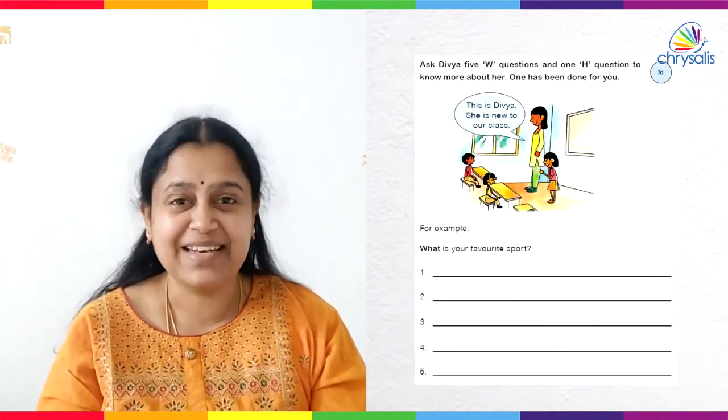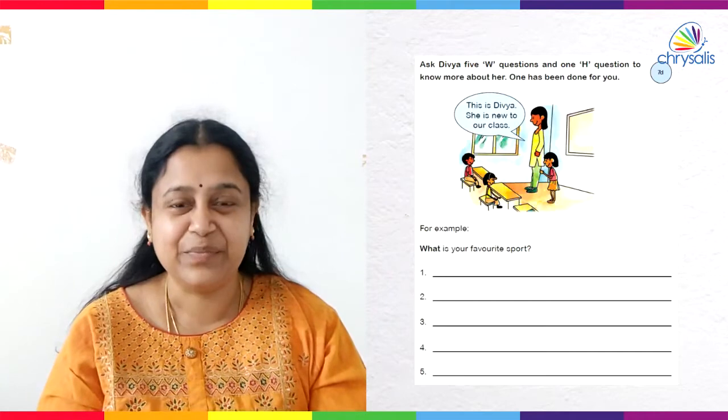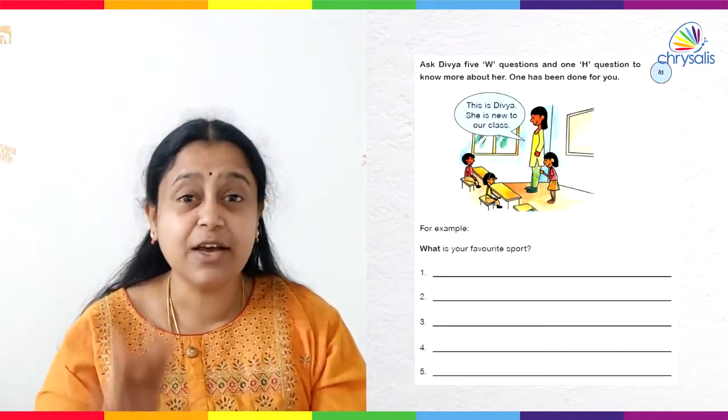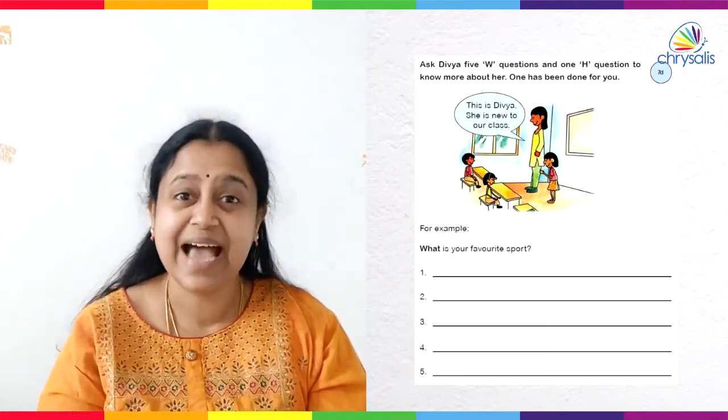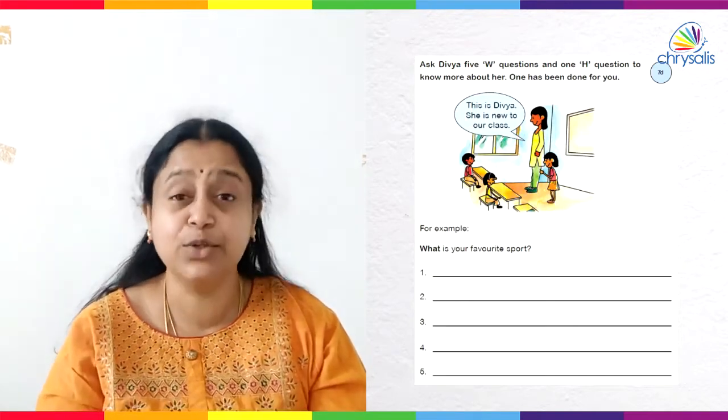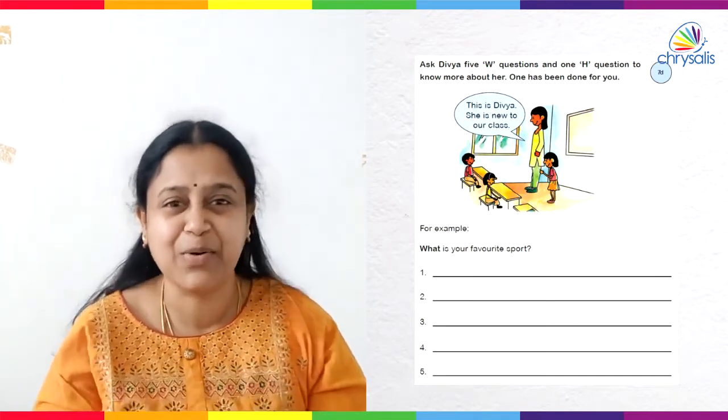So, now let us explore something in your companion activity using these 5 W's and 1 H. Well, now let's explore an interesting companion activity to gain some practice on these question words. Look at your screen. This is your companion activity 7D. Here you need to ask 5 W questions and 1 H question to Divya to know more about her.